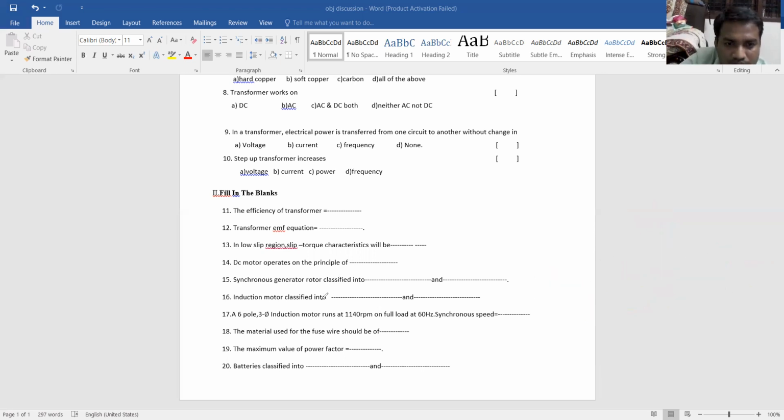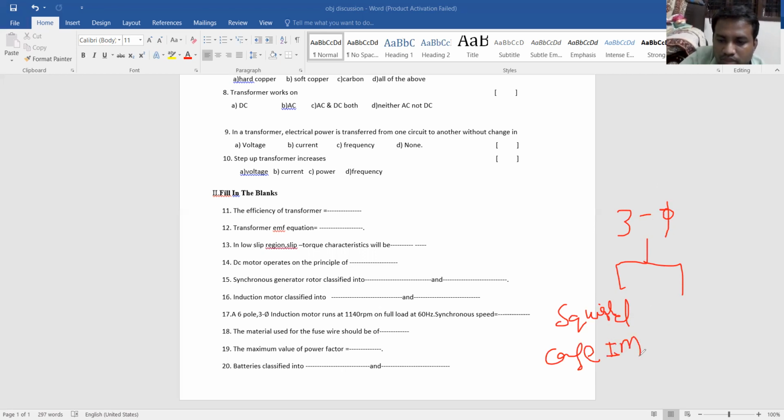Now coming to the next one, induction motor classified into dash and dash. This three-phase induction motor is classified into two. One is squirrel cage induction motor. You have to write induction motor totally. And the other one is slip ring induction motor.